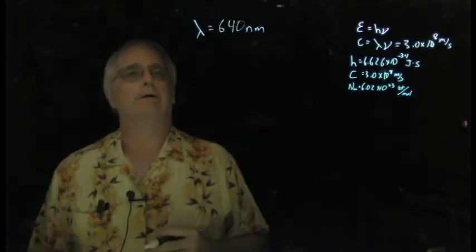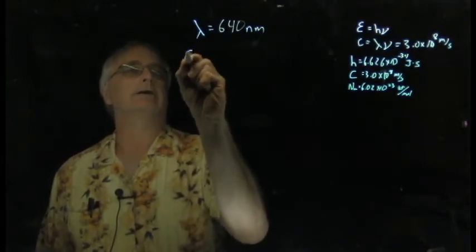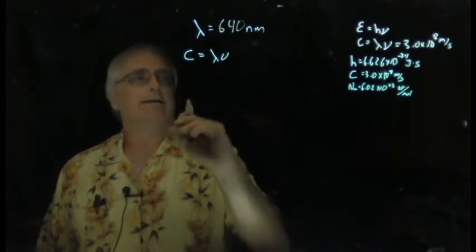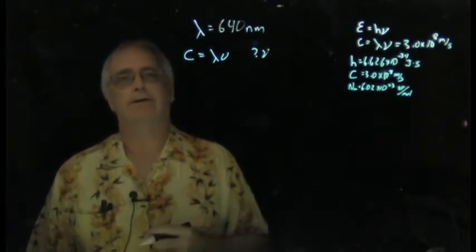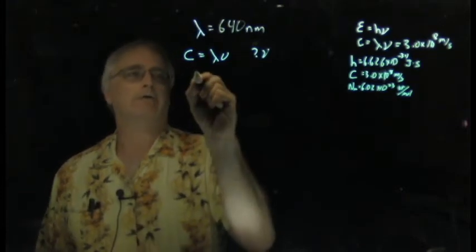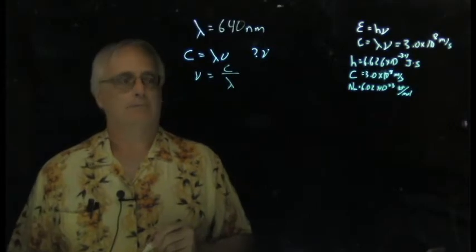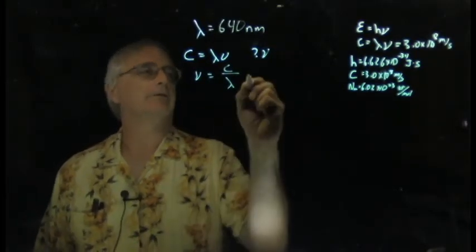So the first thing we're going to do is turn that wavelength into frequency. And to do that, of course, we need our friend, the speed of light equation. Okay. And now we're asked for frequency. Question mark, what is the frequency of light at 640 nanometer wavelength? No great surprise. We need to solve it for frequency. And that's a pretty standard sort of thing to do.